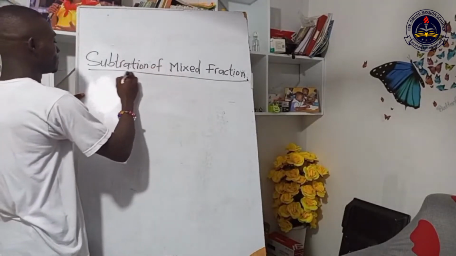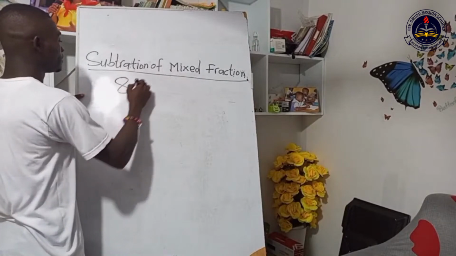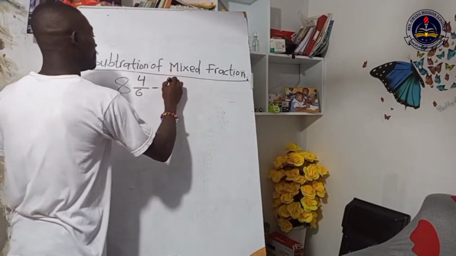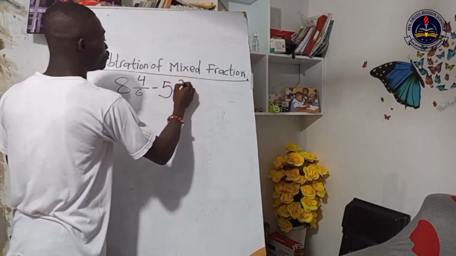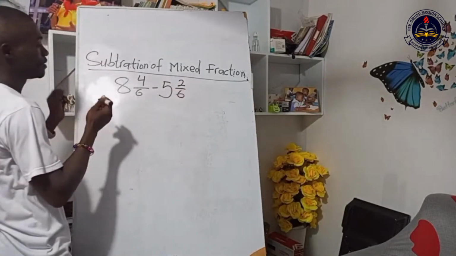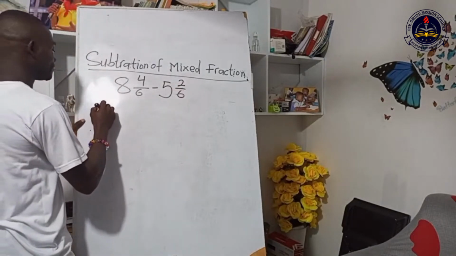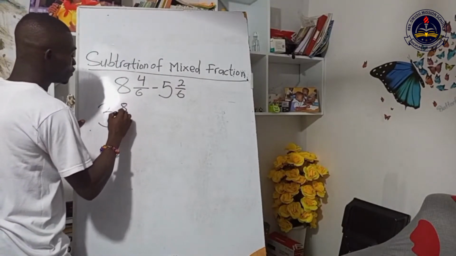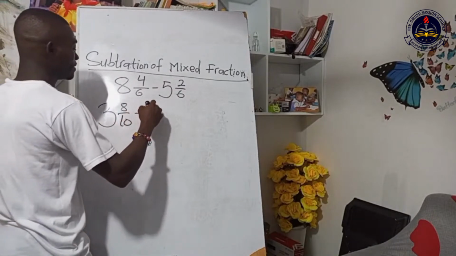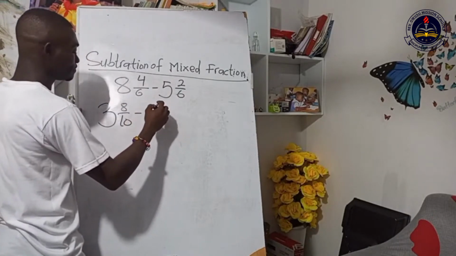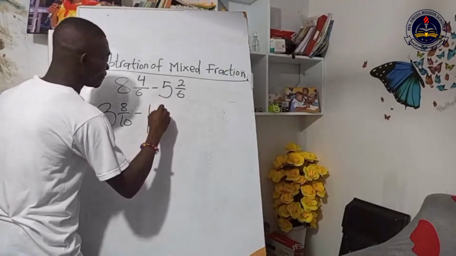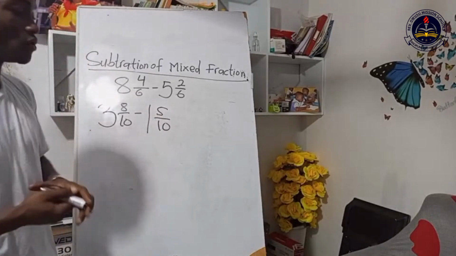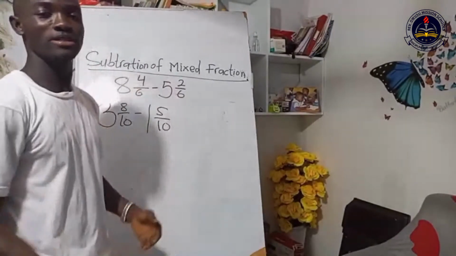We have our 8 whole number 4/6 minus 5 whole number 2/6. And we have 3 whole number 8/10 minus 1 whole number. Solve the first two examples, then we add more examples to it.